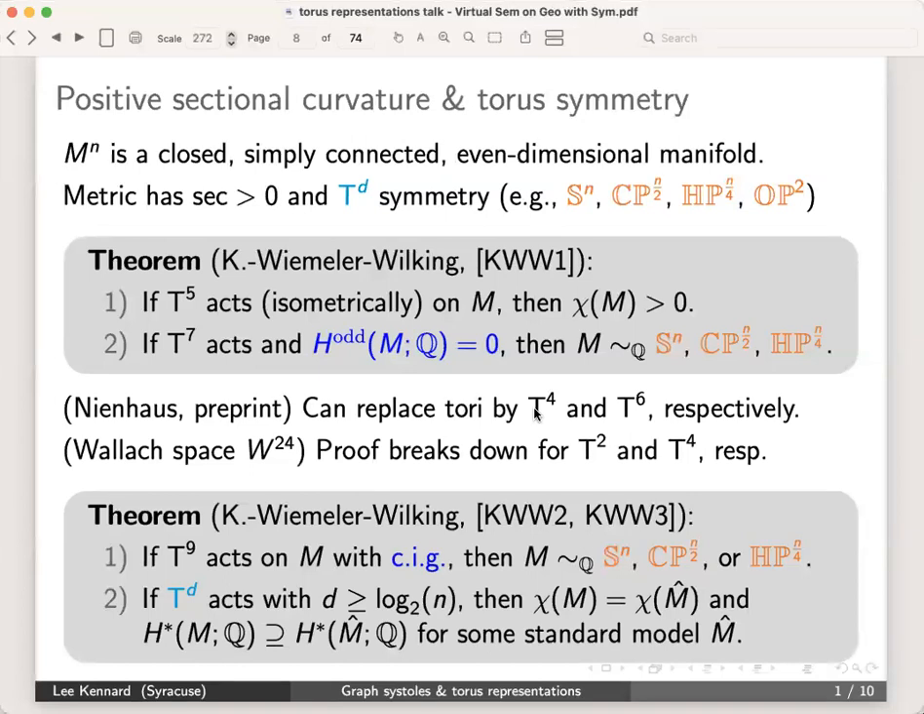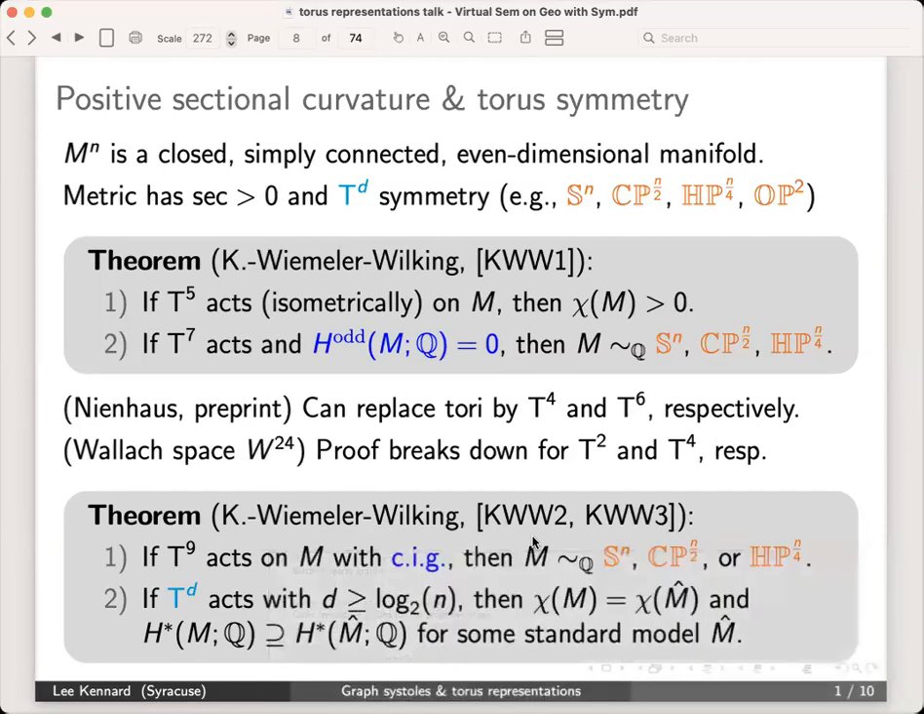All right, some newer results. The first of these has a very similar feel. You have a torus action where the rank doesn't depend on the dimension of the manifold. And the key thing is we're replacing this strong topological assumption on the Betti numbers by a geometric assumption on the torus action. I'm going to talk the rest of the talk about this blue condition CIG. So just stick with me for a minute. It's a more geometric assumption. And then the conclusion is the same, that the rational cohomology ring agrees with one of these standard models.